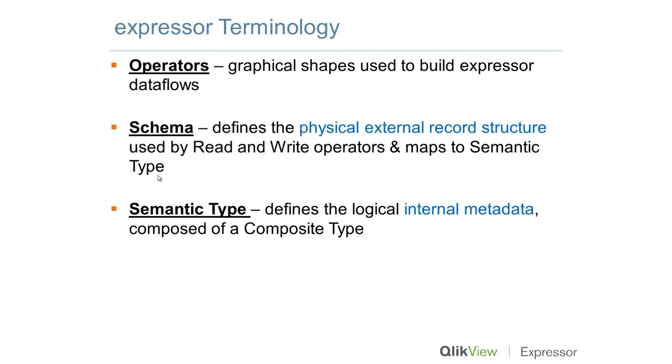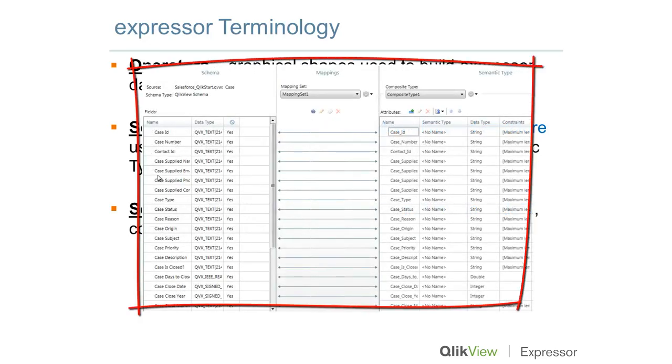The next two terms are schema and semantic type. A schema is used within read and write operators. It defines the physical external record structure of tables, files, and other data sources that will be mapped to a logical internal semantic type. A semantic type simply defines the logical internal metadata or meaning to the Expressor data flow. It is composed of an artifact known as a composite type.